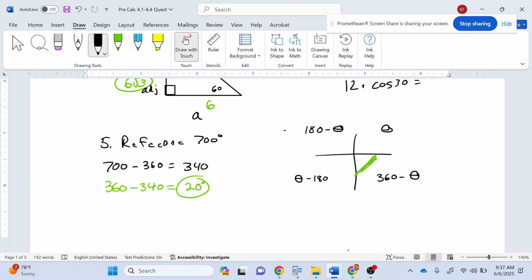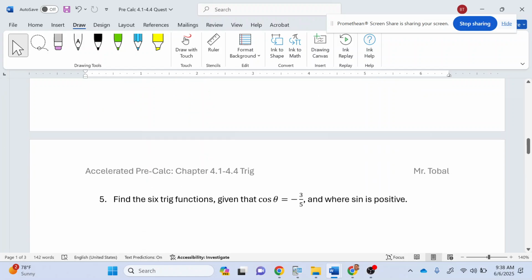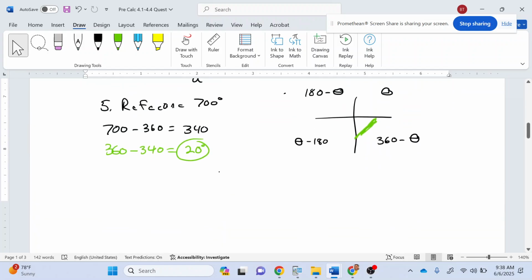All right. Did I have a number 6? Find a reference angle for. Let me just check. Yeah, sure. All right. So for number 6, same thing, reference angle, but for 9 pi over 3.